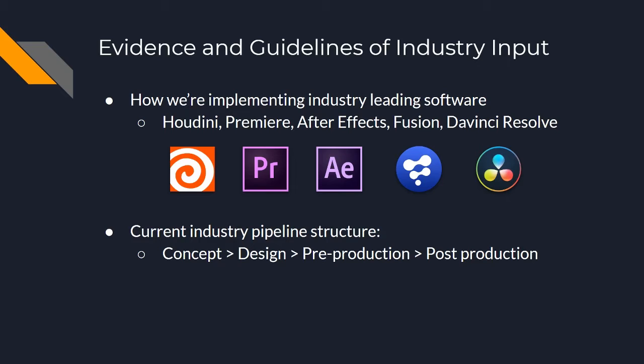When it comes to the current industry pipeline, most production houses look like this: concept, design, pre-production, and post-production. We plan to follow the industry pipeline pretty closely, but in a more fleshed out approach that we'll lay out later in our presentation.